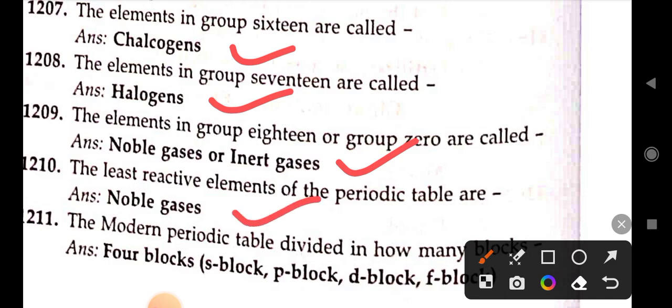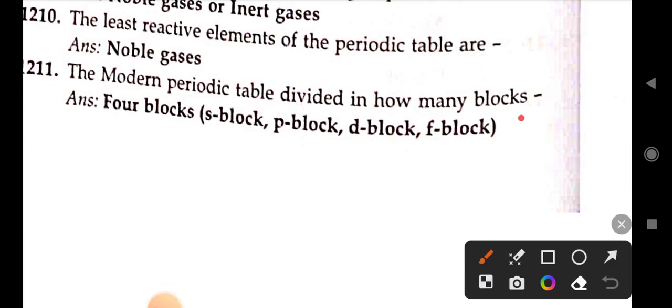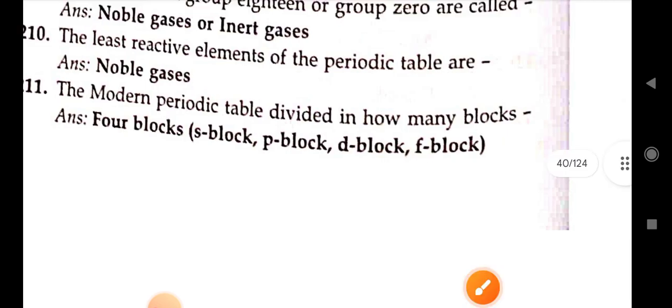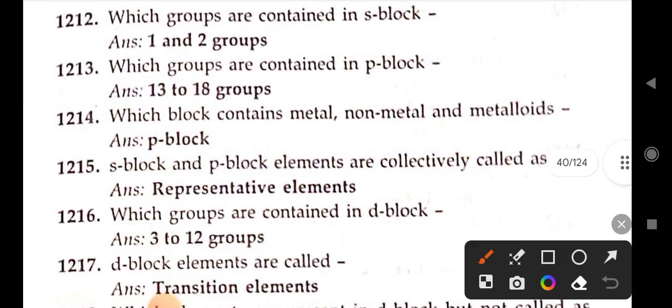Next, the modern periodic table is divided into how many blocks? 4 blocks: s block, p block, d block, f block. Which groups are contained in the s block? Groups 1 and 2. Which groups are contained in the p block? Groups 13 to 18. Which block contains metals, non-metals and metalloids? The p block. s block and p block elements are collectively called representative elements.